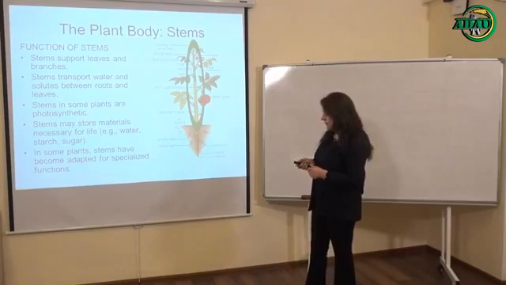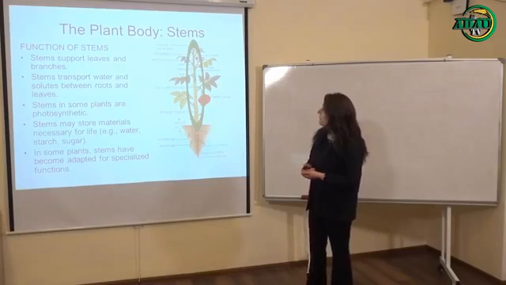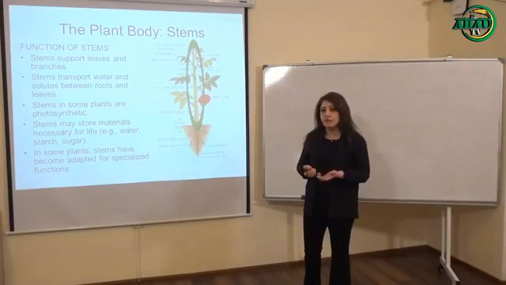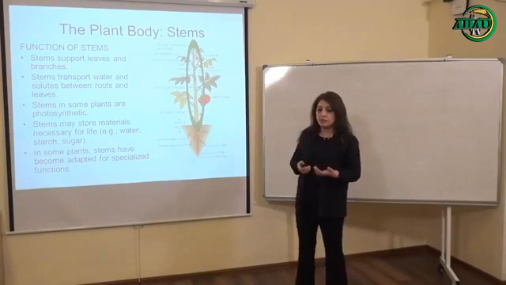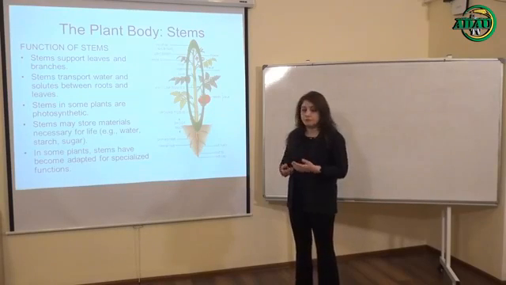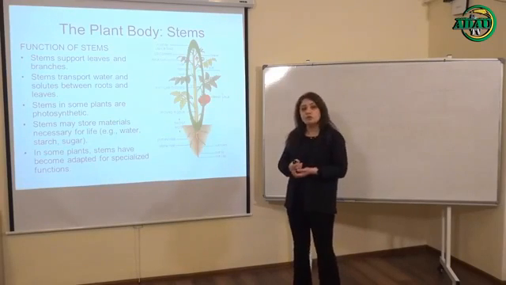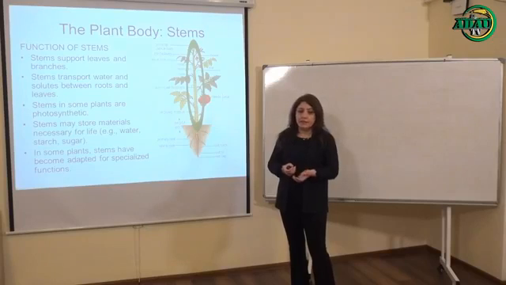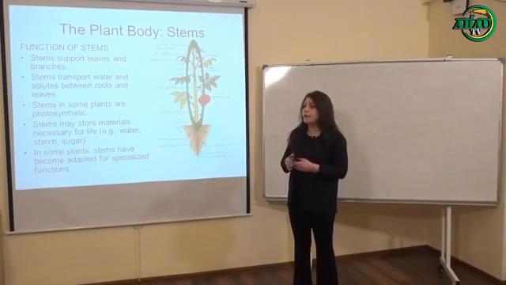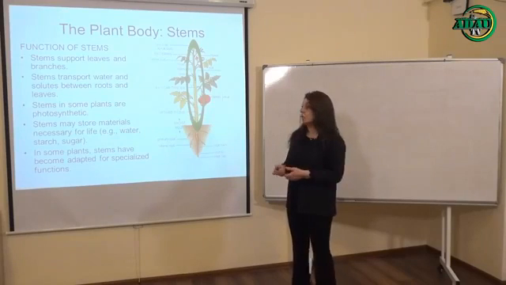And the secondary function of the stem is food storage. For example, in some plants, stems get modified, show some modifications to meet special needs of plants, and they get modified to perform some additional functions. And one of these additional functions is food storage. In some plants, stems get modified for food storage. For example, the potato tuber is an underground modification of the stem.